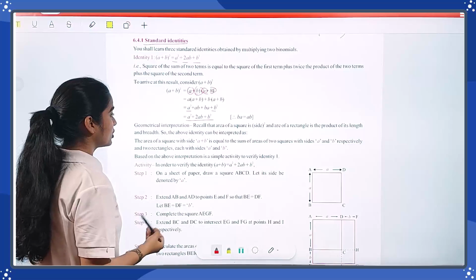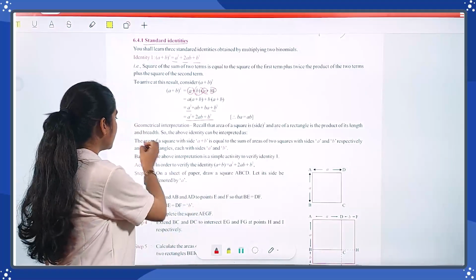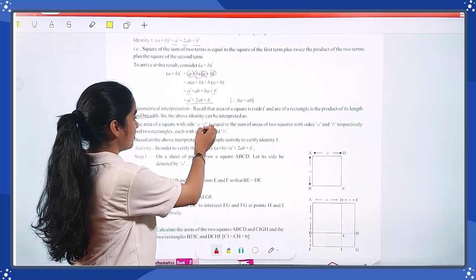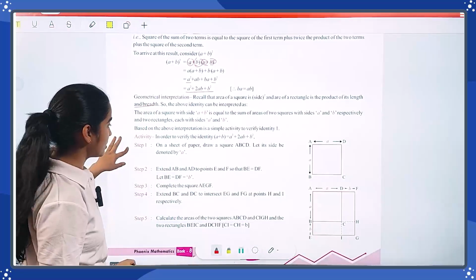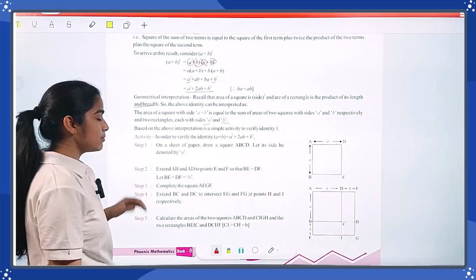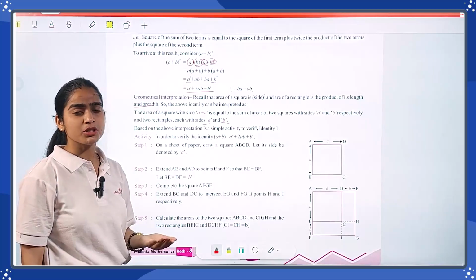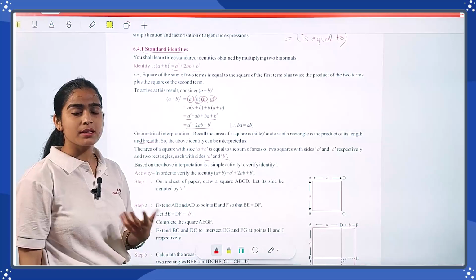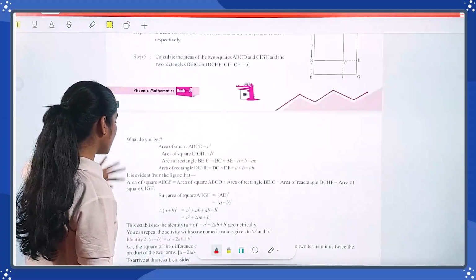Geometrical interpretation. Recall that area of square is side square and area of rectangle is the product of its length and breadth. So the above identity can be represented as a plus b whole square is equal to the sum of areas of two squares with sides a and b respectively and two rectangles each with sides a and b. So if you remember now, your formulas are in the expressions only: side multiply by side, L into B, 2L plus B. These are your expressions only, algebraic expressions.